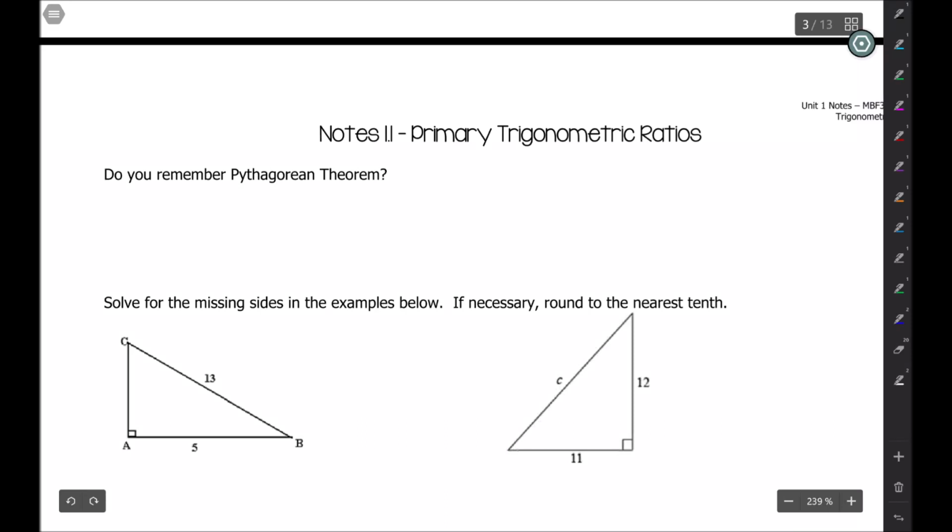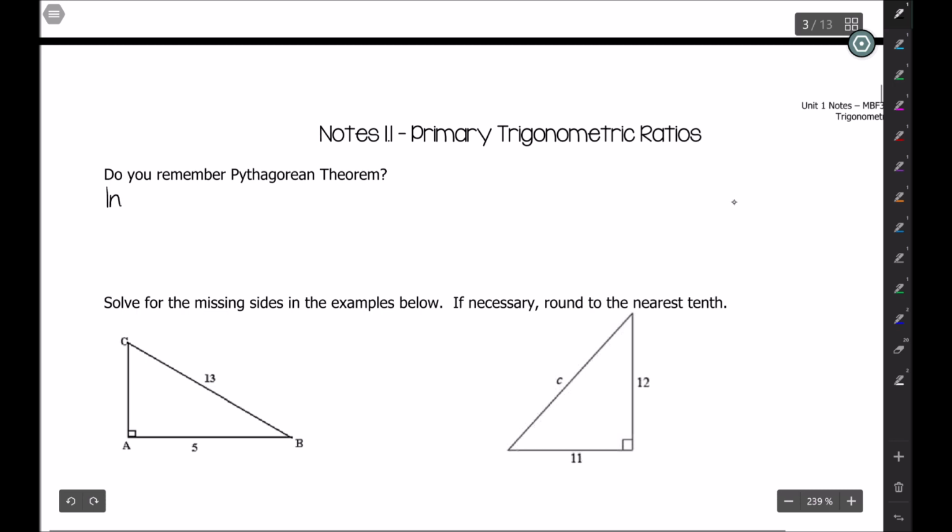Hi everyone. We're looking at notes 1.1 and they are on primary trigonometric ratios. But before we get to anything trigonometric related, we're going to talk about Pythagorean theorem. Just a reminder, I know you guys have already learned Pythagorean theorem, but we just want to do a reminder of what it is because that's going to help us out with the rest of this unit.